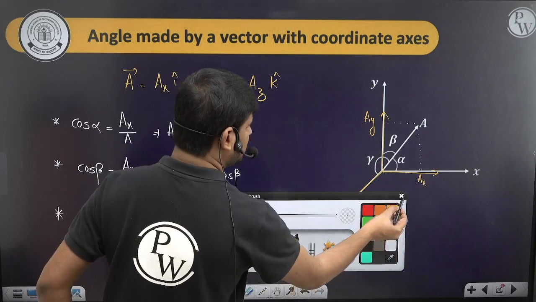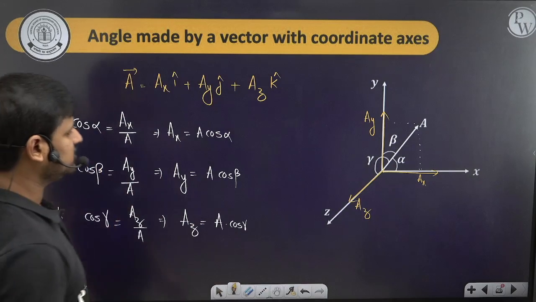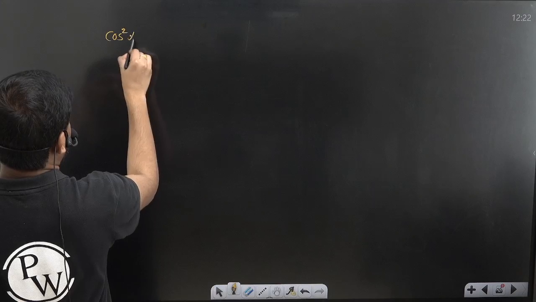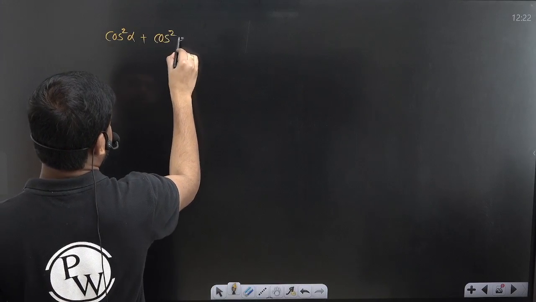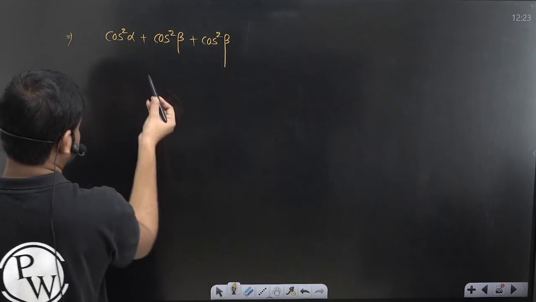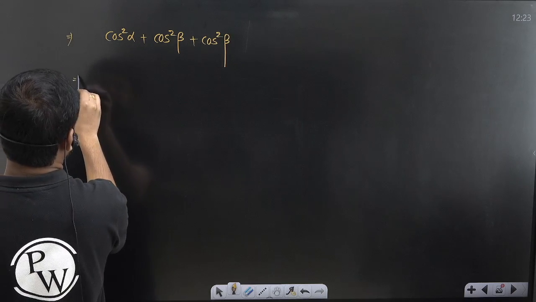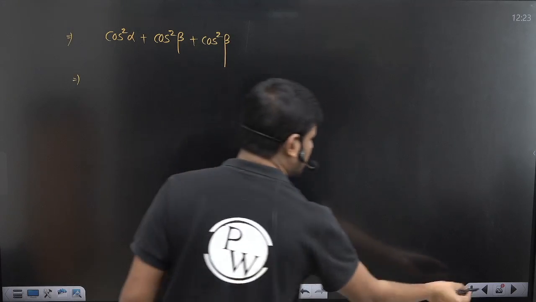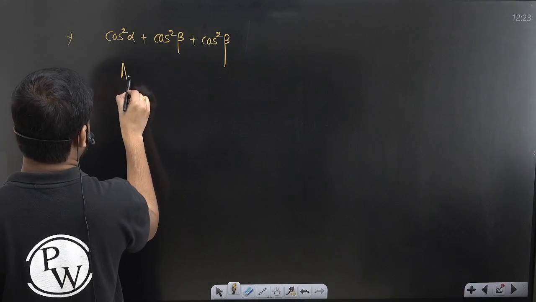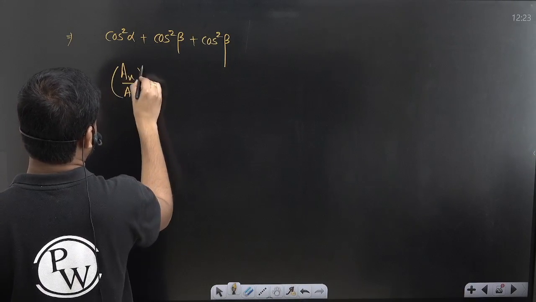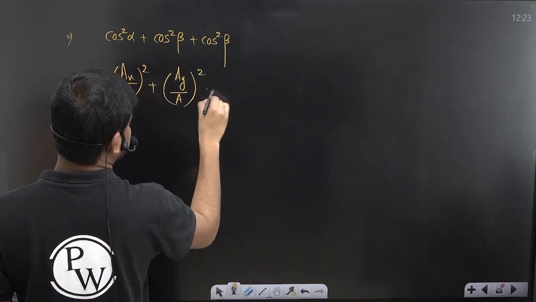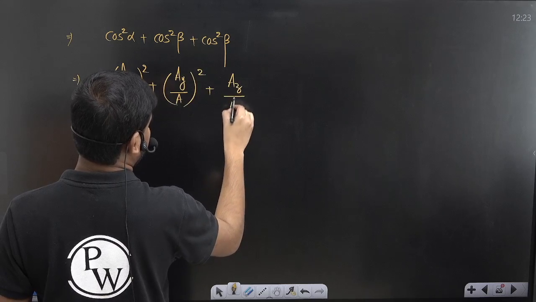Now one important relation you should remember here: cos square alpha plus cos square beta plus cos square gamma. So what is this result? Let me derive this. Cos square alpha, what is cos alpha? Cos alpha is Ax by A, right? So this is going to be Ax by A whole square plus Ay by A whole square, and then Az by A whole square, right?